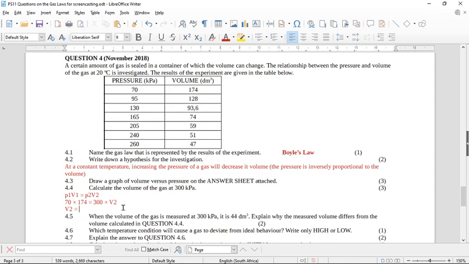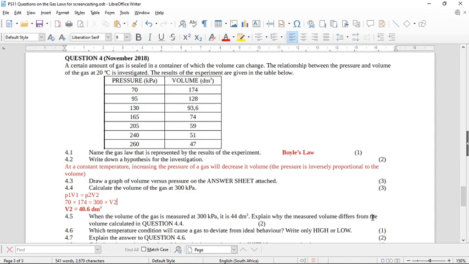So if you whip out your calculator, I've got something like 40.6. This will be cubic decimeters because it's the volume, and this is what we measured the volume in. So this, I do believe, is your final answer here. Okay, when the volume of the gas is measured at 300 kilopascals, it's 44 cubic decimeters.